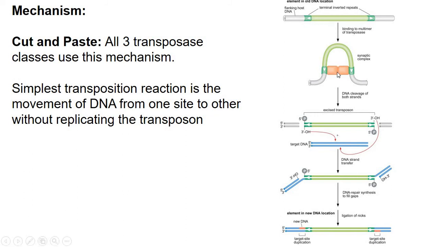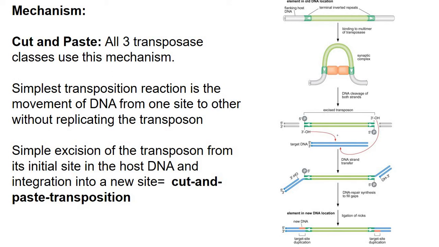So these transposases or integrases bind to these inverted repeats. They make this synaptic complex. The simplest transposition reaction is the movement of DNA from one site to another site without replicating the transposon, and that's what cut and paste is. It's cut from one site and pasted into a different site instead of copy and paste. So it's the excision of the transposon from its initial site in the host DNA and integration into a new site.